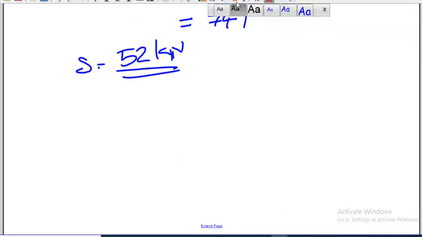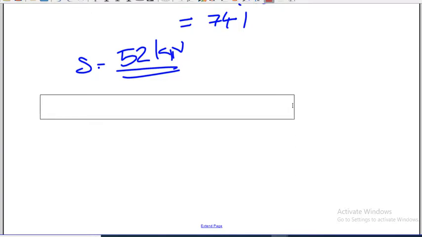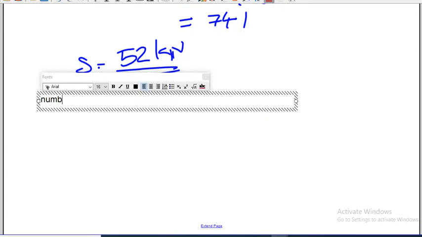So from this we need to find out the number of bolts. Number of bolts is equal to 150, the total load, divided by 52.2. So it comes around 4, approximately 4 numbers.